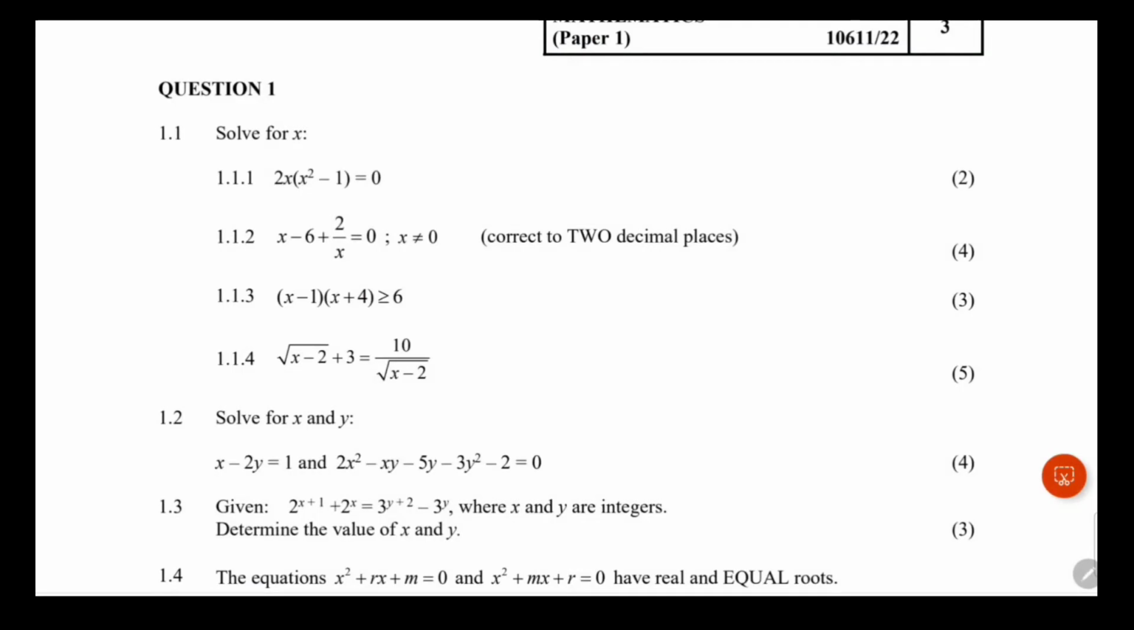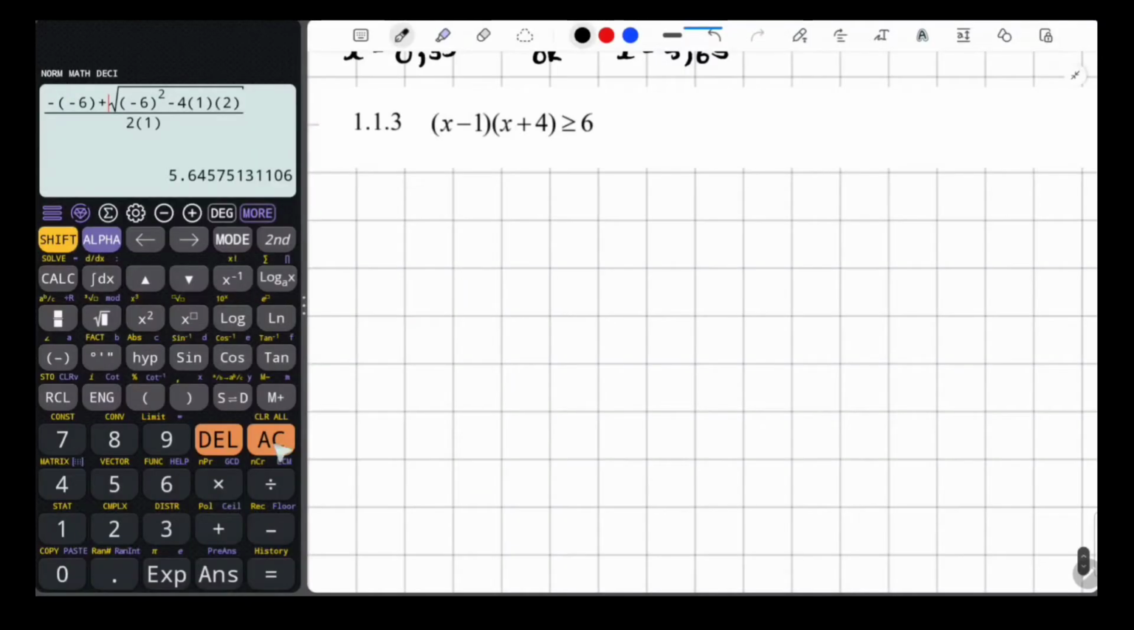Okay, and then next we have 1.1.3. We have these two binomials being multiplied by each other, and it's greater or equal to 6. Okay, so with this question, remember that you can only start taking these brackets and equating it to the number here if the number over here is 0. But in this case, this number is 6. So you cannot do that.